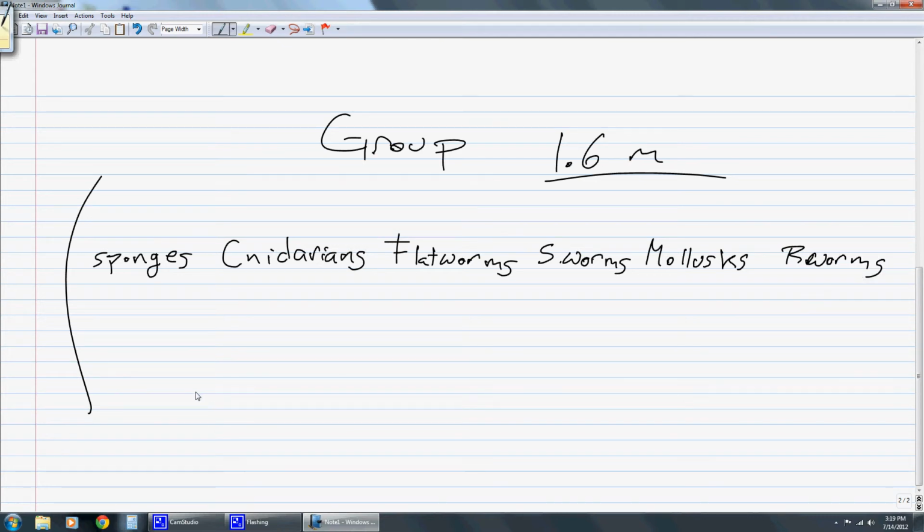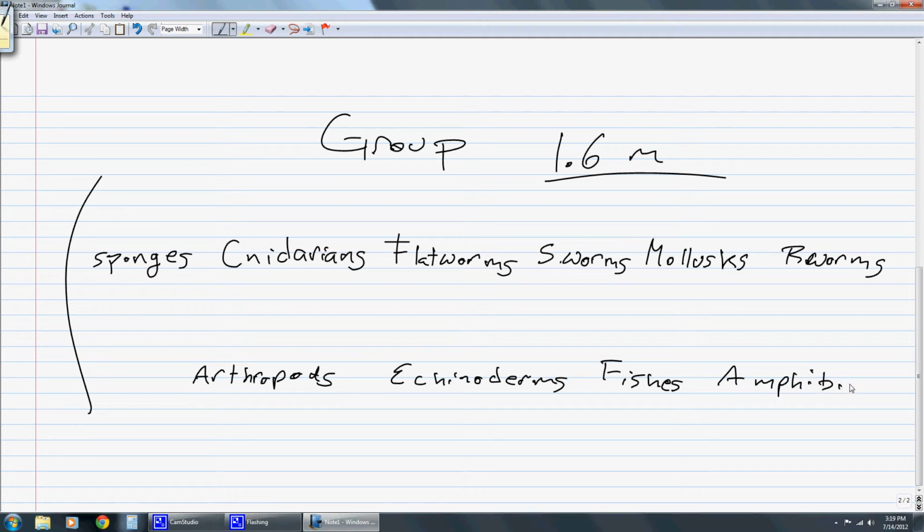Now let's go down here. We're going to get arthropods. We're going to get echinoderms. And more familiar ones like the fishes, the amphibians, the reptiles, birds, and our favorite, the mammals. And so these are the groups that we're going to be dealing with.